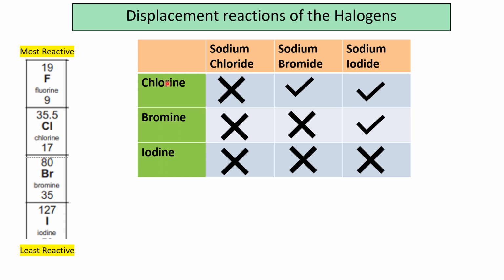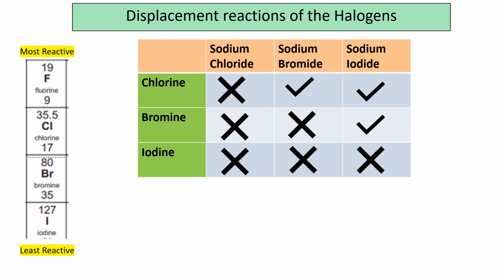Chlorine had the ability to displace both the bromide and the iodide, because if we look at the reactivity series, we can see that chlorine is further up. It is more reactive in group 7. Bromine was unable to displace the chloride ion. It could not displace the chloride ion because it is less reactive than chlorine. And finally, because iodine is the least reactive of the halogens, it is unable to displace the bromide ion or the chloride ion from its salt.